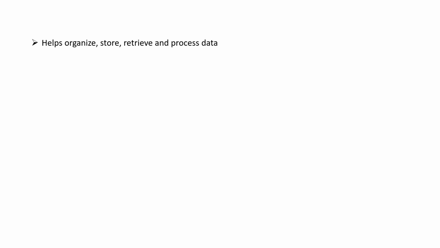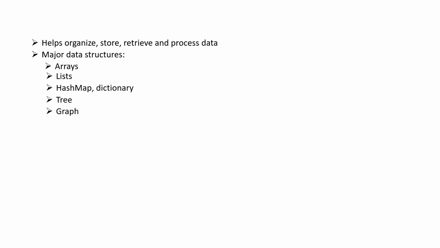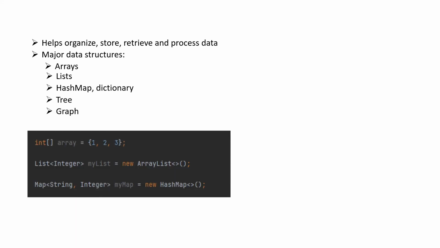Data structures are a very important building block of programming. They help us organize, store, retrieve, and process data. Some of the major data structures that are widely used by programmers are arrays, lists, hash maps or dictionaries, trees, and graphs. Here's an example of array, list, and hash map in Java. Data structure is a big topic, and I will have separate videos on each of these data structures on my channel.